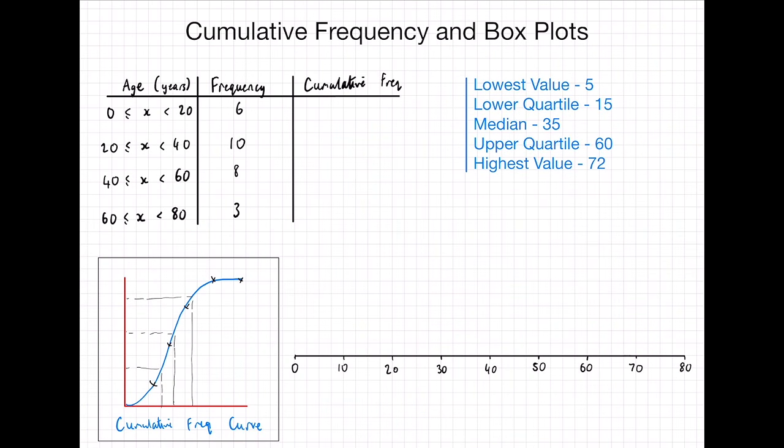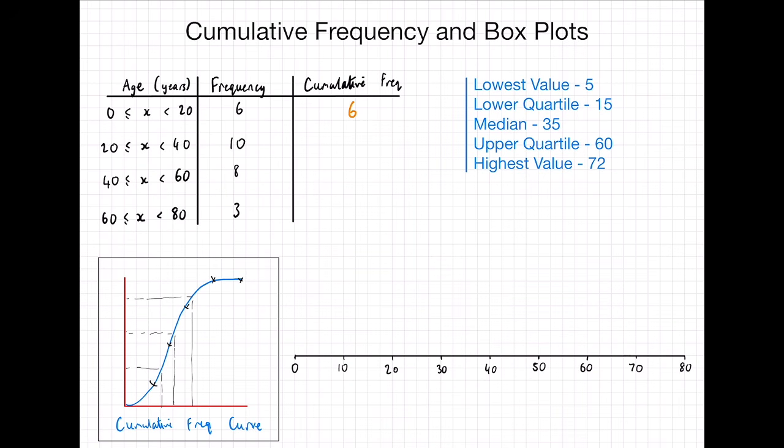Cumulative frequency and box plots. So there's a lot going on this page and the exam questions are often quite well rewarded. So you'd start off with a table up here like this where you have grouped frequency tables. The cumulative frequency is the frequency as we go down.